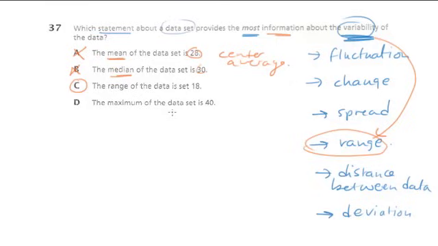And D, the maximum of the data set is 40. Well, if you've got a lot of different data points going from biggest to smallest, your maximum is definitely useful, but unless you have the minimum, it's not easy, or in fact it's not even possible for you to talk about the spread of the data or the range. So you need more than just one number to talk about the variability. The range is one number, but it's telling you about the spread from the biggest to the smallest. So the range, C, is our answer for 37.